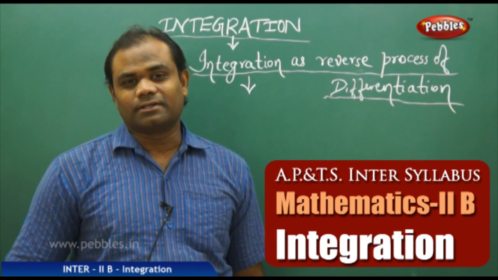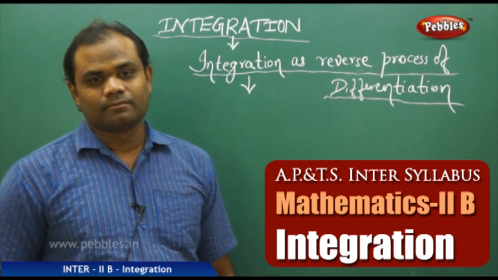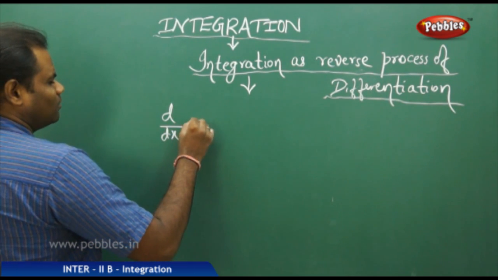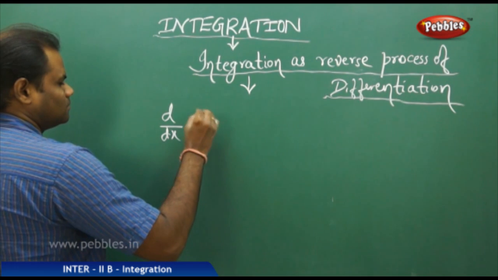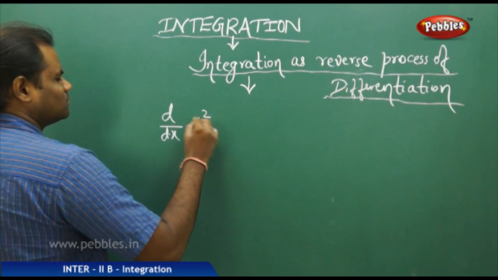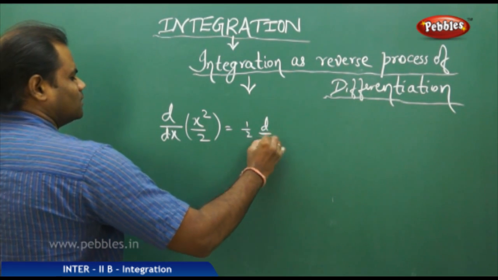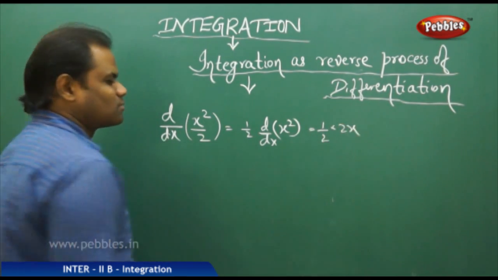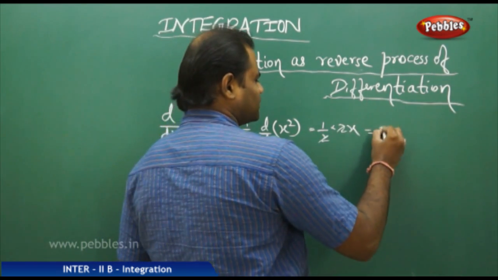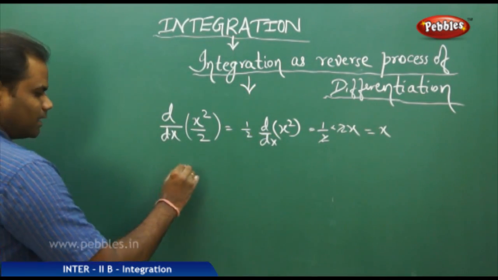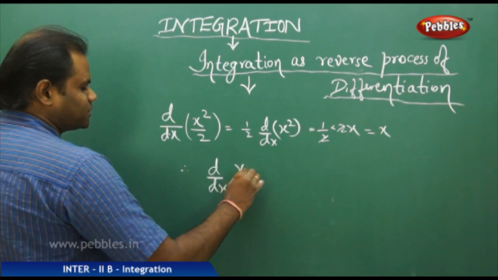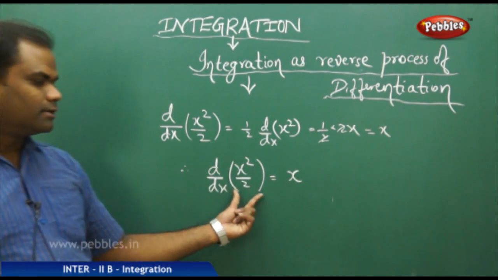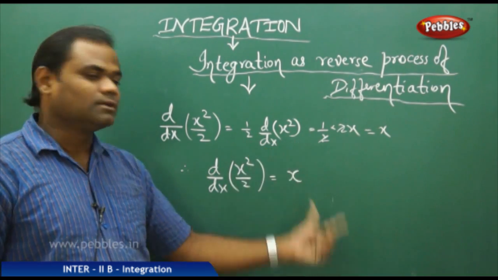So let's recap the derivative we have learnt in the previous sessions. Say, for example, the derivative, which we generally denote by d by dx, of x squared by 2 is half d by dx of x squared, which is half of 2x, which on simplification gives x. Therefore, the derivative of the function x squared by 2 is nothing but x. This is how we understand the differentiation of a function, simplified with the respective formulae.